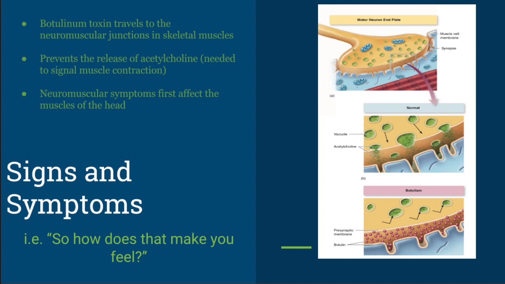As you see in the bottom picture, when the toxin enters the motor end plate and attaches to the presynaptic membrane, it blocks the chemical, preventing the impulse transmission and preventing the muscle from contracting. This causes flaccid paralysis. The neuromuscular system first affects the muscles of the head, which is responsible for the double vision, difficulty swallowing, and dizziness.